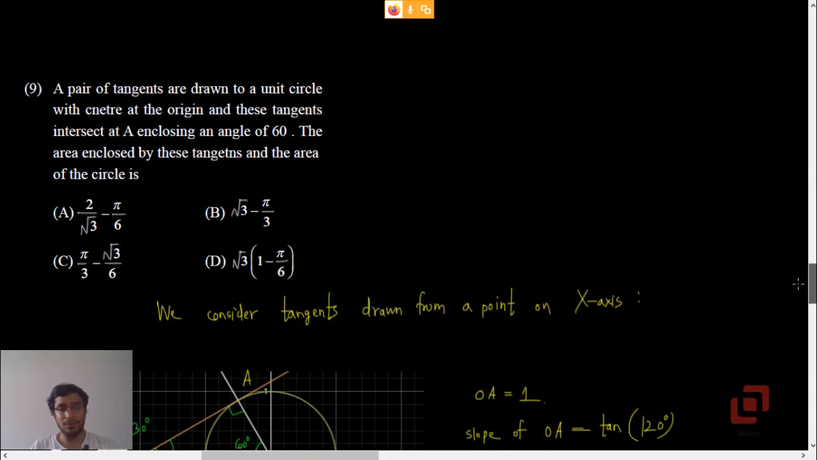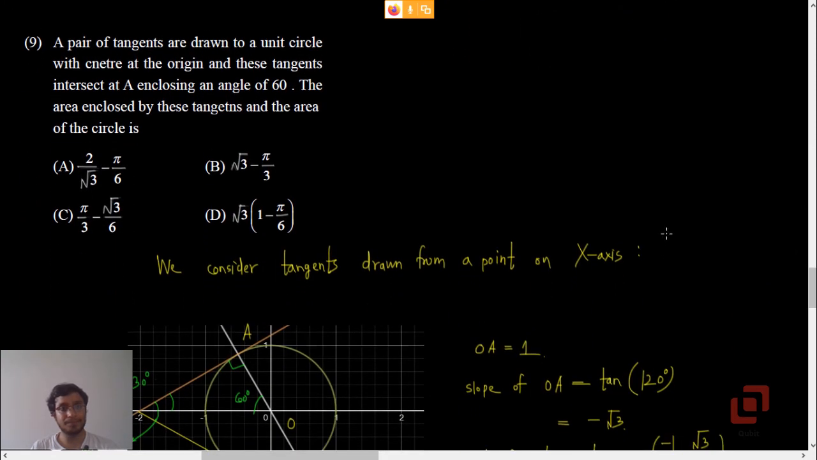Let's go to the 9th one now. This is slightly more difficult than all the previous MCQs, this one and the last one. But let's solve them. Question 9. A pair of tangents are drawn to a unit circle. Unit circle means the radius is equal to 1 unit.